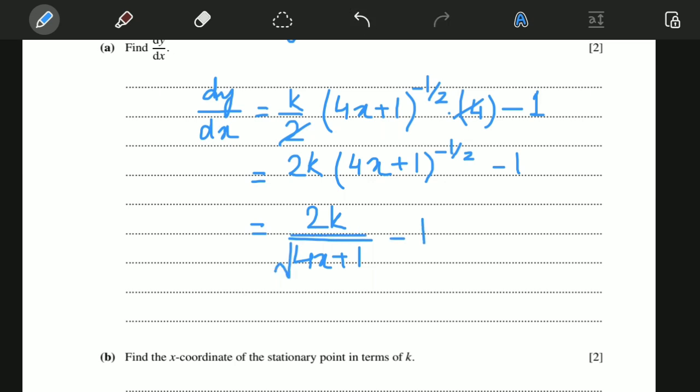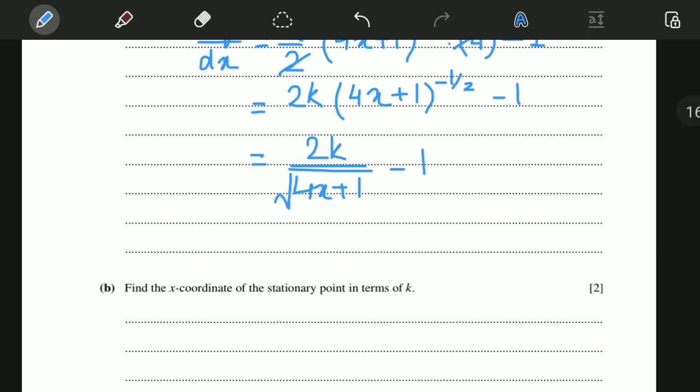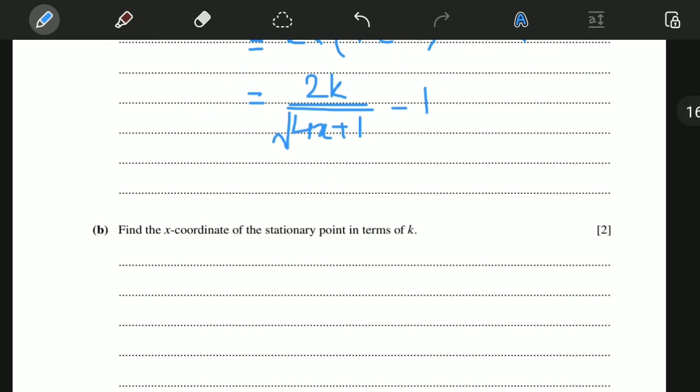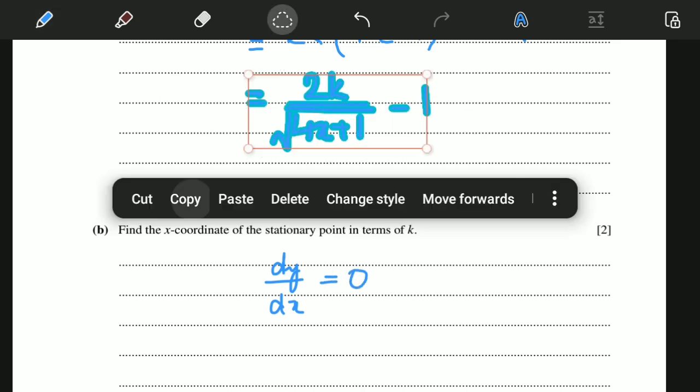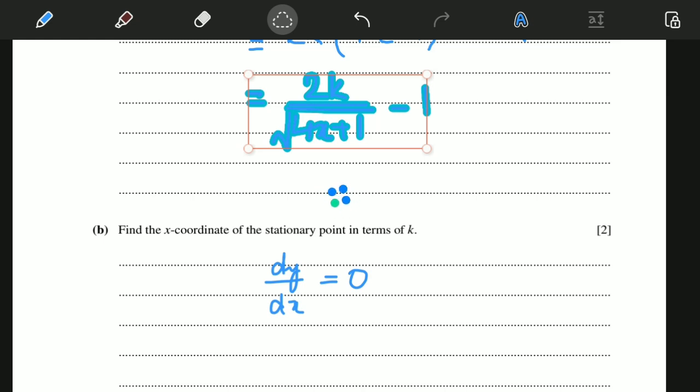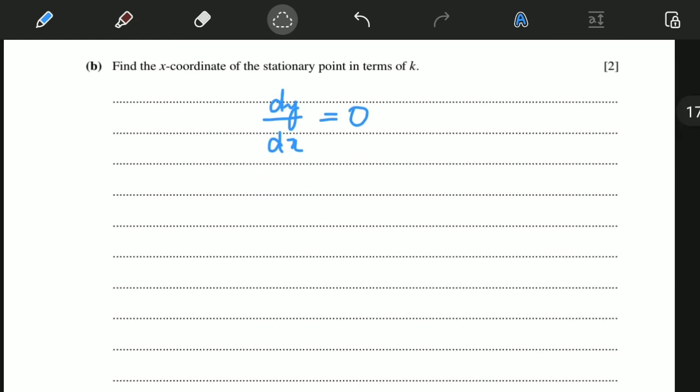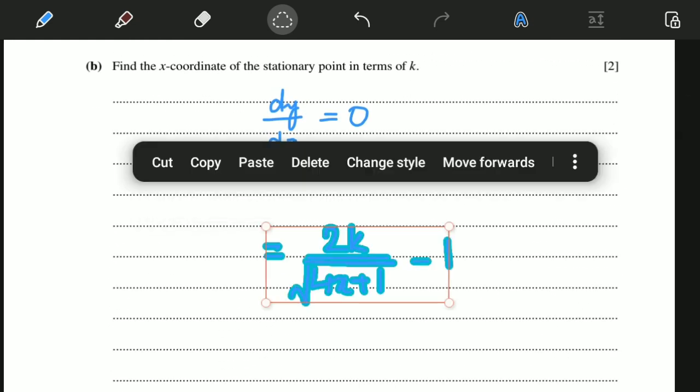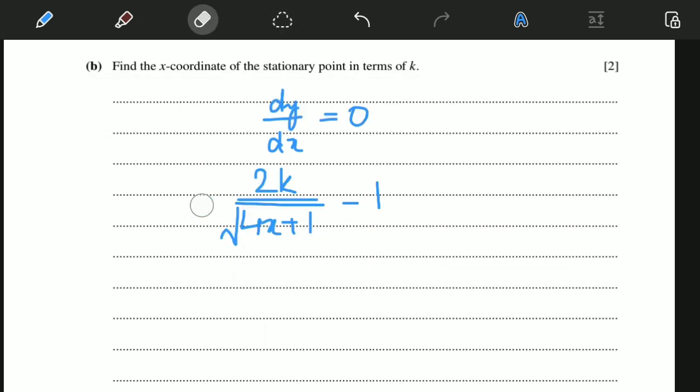Minus 1. Now find the x coordinate of the stationary point in terms of k. Okay, we know that for the stationary point dy by dx equals 0. So this is your dy by dx. So we are substituting, putting it equal to 0.